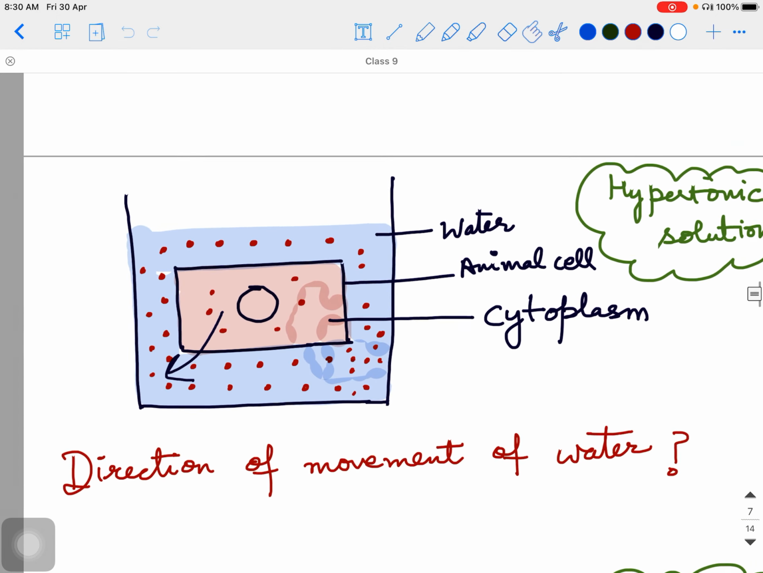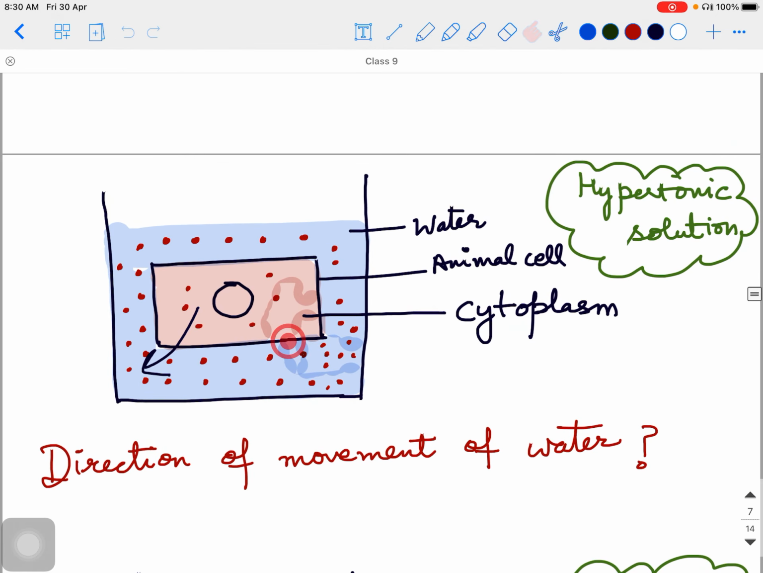Now we'll discuss a few examples of the case where the water leaves the cell. It goes out of the cell and the cell shrinks. When we wash clothes, we dip our hands in detergent water. We take water and then we add a lot of detergent in. So that is a hypertonic solution.